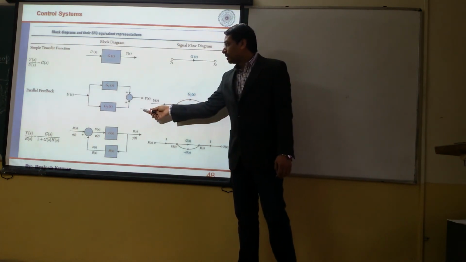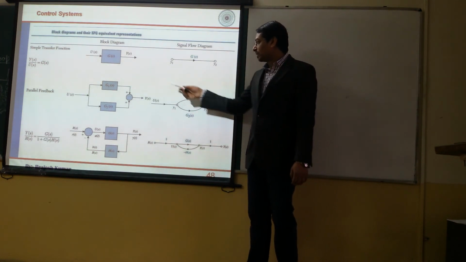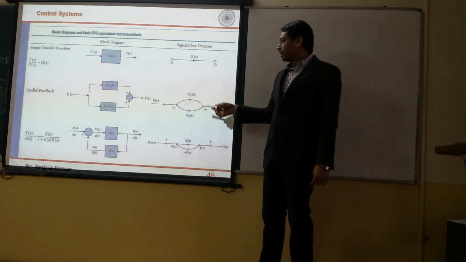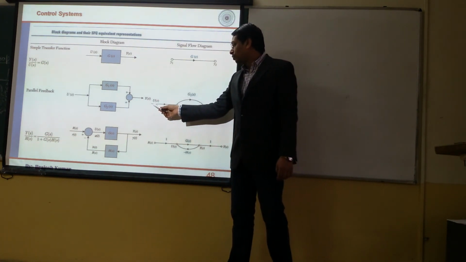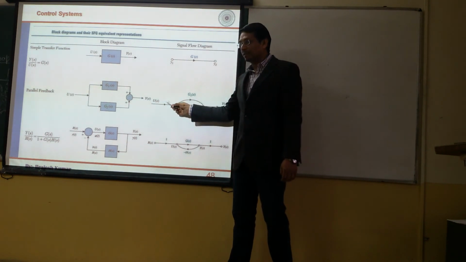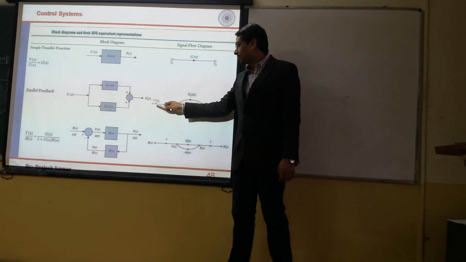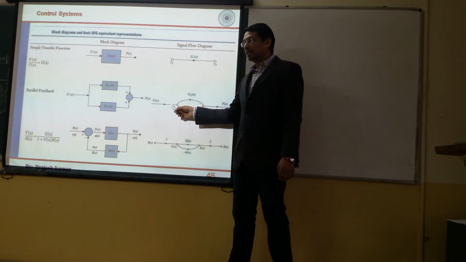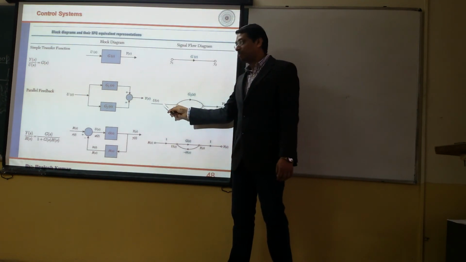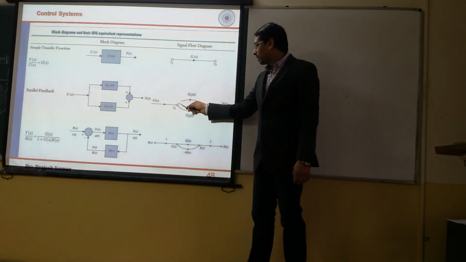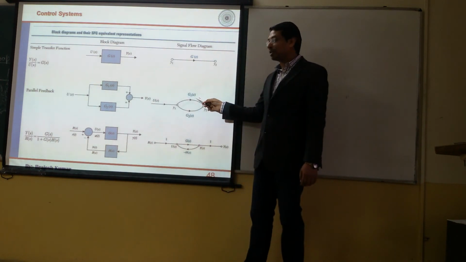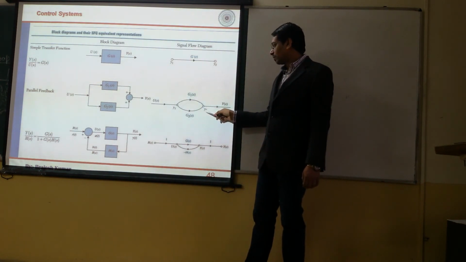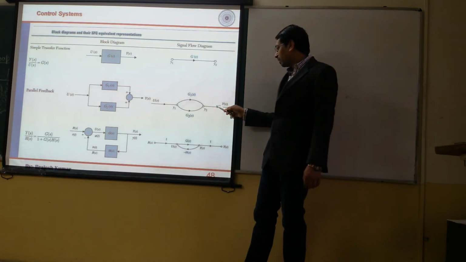Take the second system, which is a parallel of G1 and G2. This parallel system can be represented like this. Here is node U, and you can take another node with gain 1. Variables are represented by nodes, and gains are represented by branches, so here it is 1. Once again the parallel path is there, with G1 gain and G2 gain, giving Y2, and then multiplied by gain 1 to give Y.